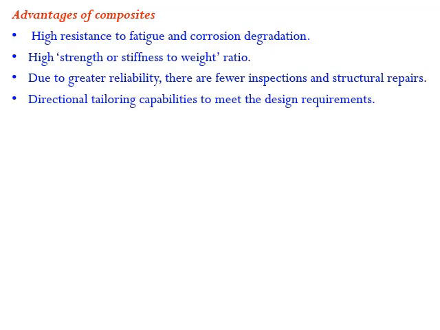So directional tailoring capability to meet the design requirement. Say now if we want a high strength material in a longitudinal direction or a high strength in only transverse direction, then depending upon the direction, you can tailor the composite material. So that is one advantage we normally get with the composite material. Improved dent resistance is also normally achieved.